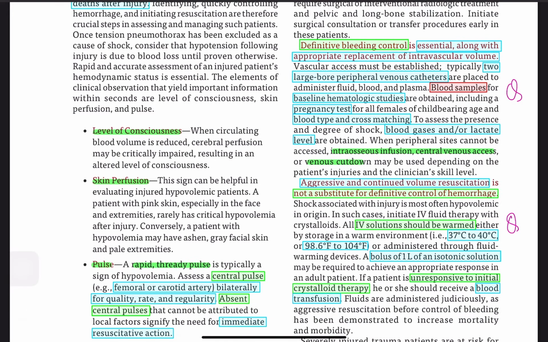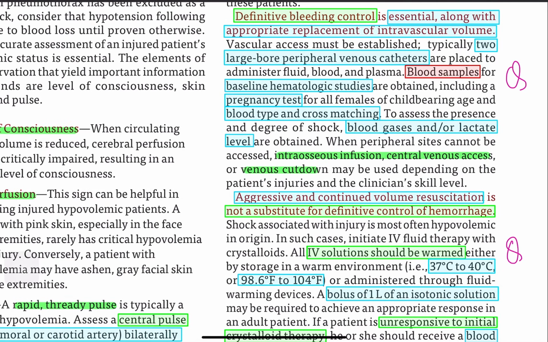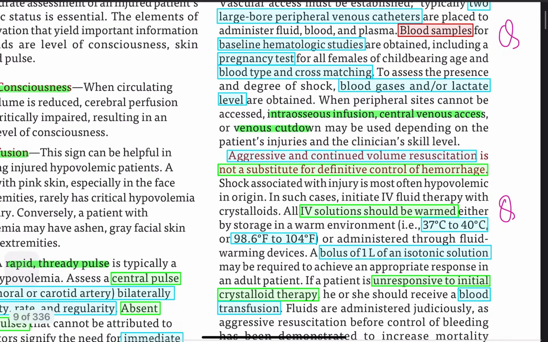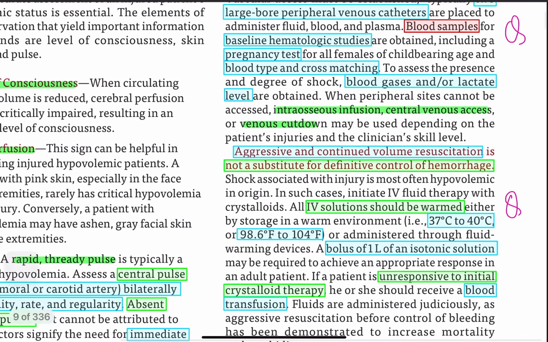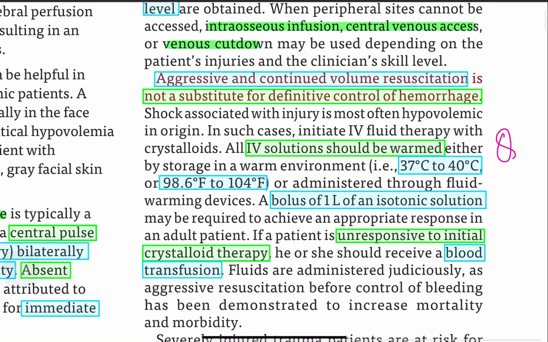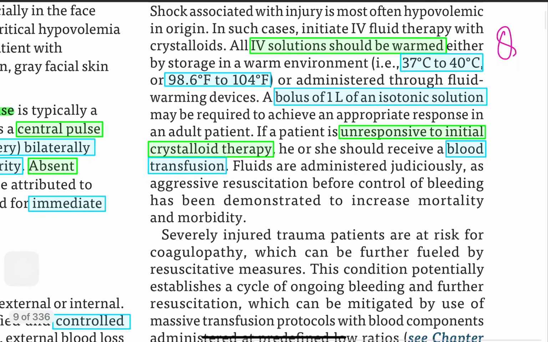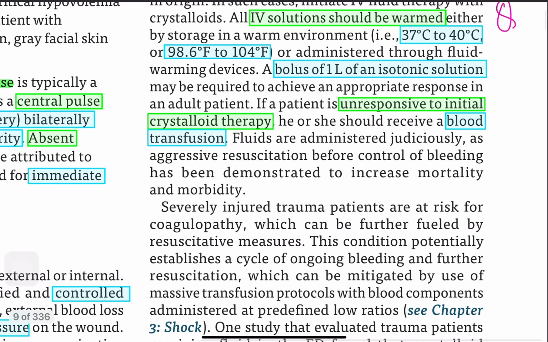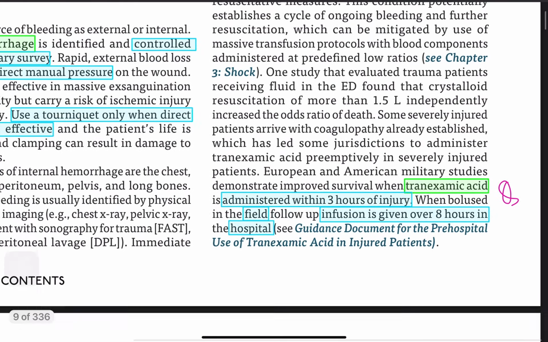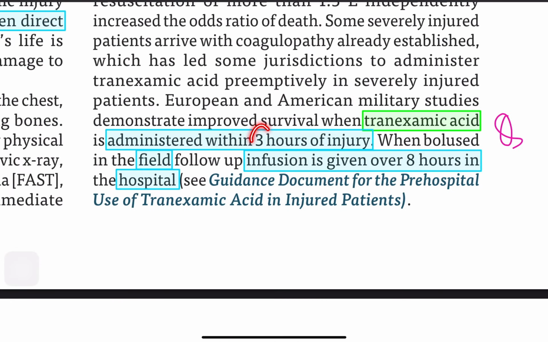In the blood sample, you have to send all the baseline studies, pregnancy test, blood type, cross matching, blood gas and lactate level. The temperature of IV fluid should be 37 to 40 degrees centigrade or 98.6 to 104 Fahrenheit. How much bolus fluid should be given? It is 1 liter, isotonic. If not responding, then blood transfusion. Tranexamic acid should be administered within 3 hours of injury in the pre-hospital setting, and when the patient reaches the hospital it is given as an infusion over 8 hours.